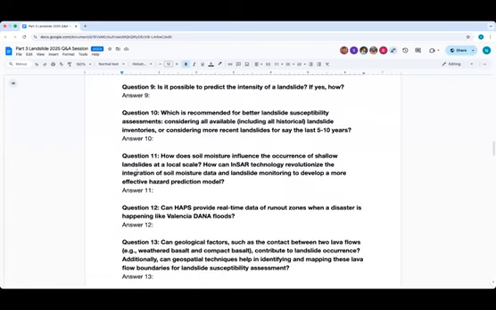Question number 9, is it possible to predict the intensity of a landslide? If yes, how? Ooh, that's the $1 million question in some ways. I am not aware of any global models that can predict the intensity of a landslide, thinking about the volume of material that's mobilized. At a global scale, I'm not aware of any model that predicts the specific volume coming from a landslide.